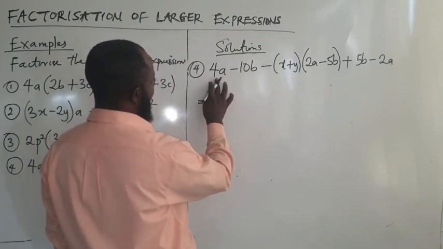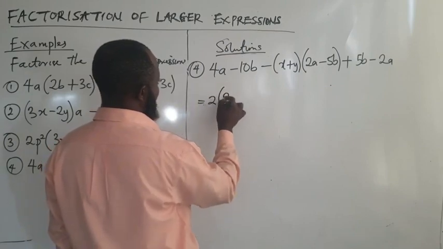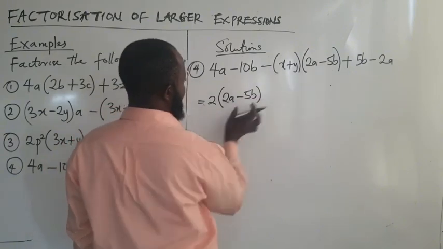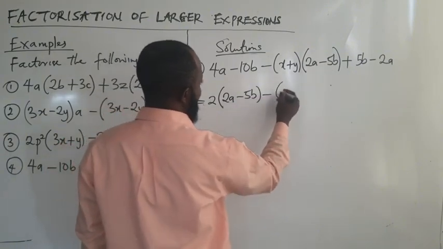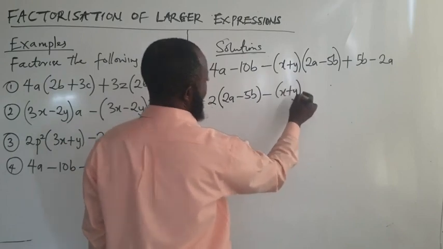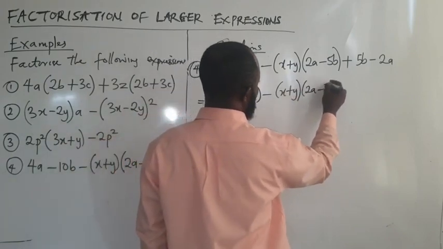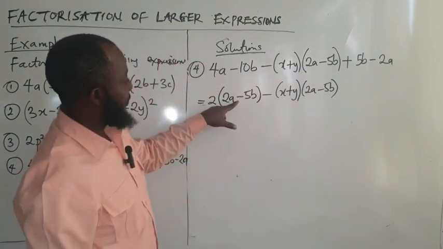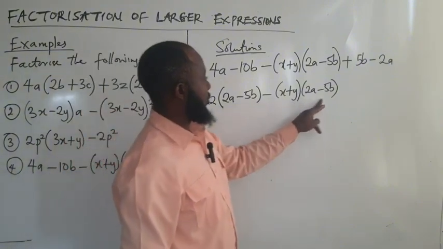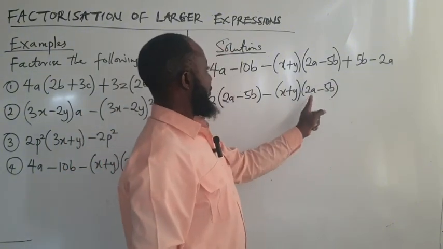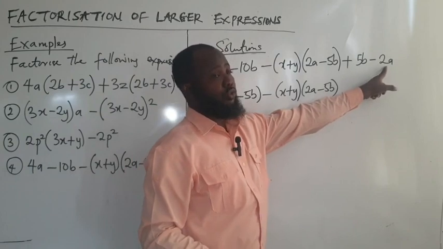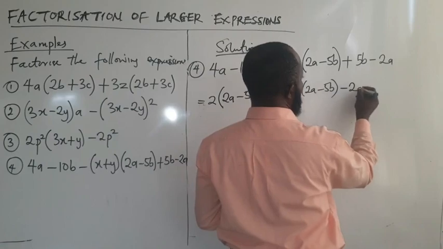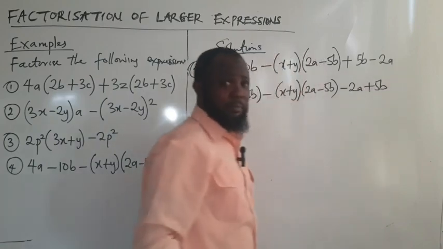What is common is 2 into bracket 2a minus 5b. You can see we have something like that here. Then minus x plus y into 2a minus 5b. So we need to factorize this one so that we have common factors, which is this one and this one. How can we do this one to have 2a minus 5b? You can see this one is 2 minus 2a 5b. So we can bring this one to the front, minus 2a plus 5b. We are still saying the same thing.